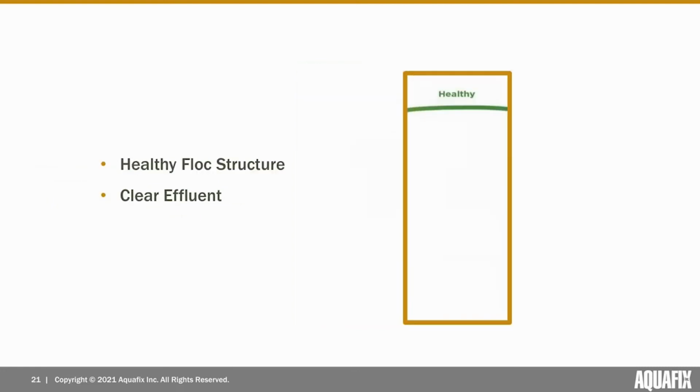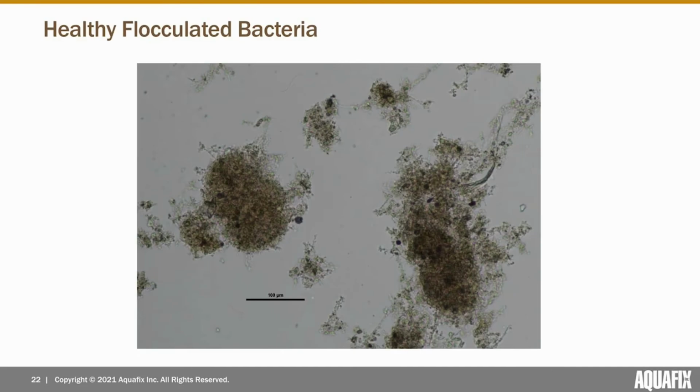Once we reach a healthy sludge age, ideal floc formation will start to occur, resulting in efficient settling and thus a clear effluent. Here's an example of healthy flocculated bacteria. As you can see, there are floc of variable shapes and sizes with minimal free bacteria present.